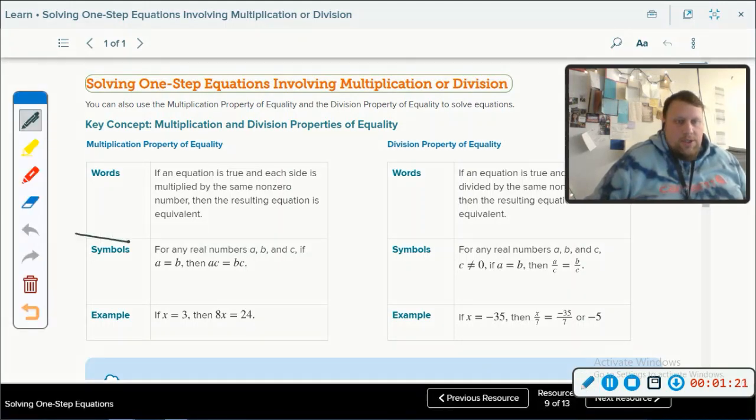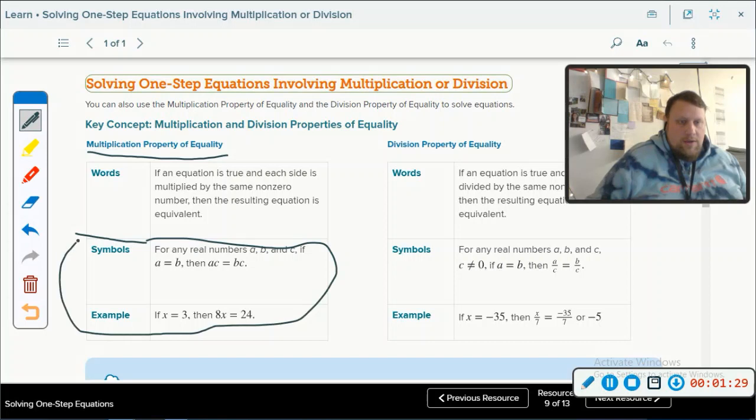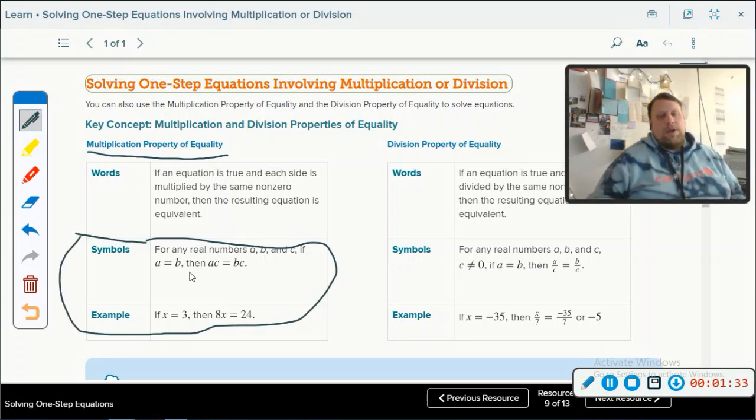I want you guys to just write down, number 1, multiplication property of equality, and then I want you to write down this information right here. For any real numbers a, b, and c, if a equals b, then a times c equals b times c. What does that mean? As long as I multiply both sides by the same number, they stay equal, because what's the rule?